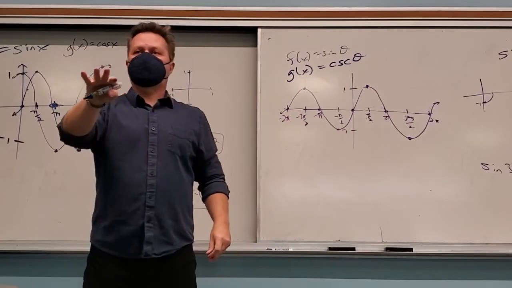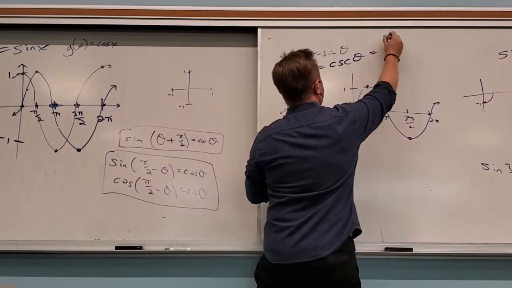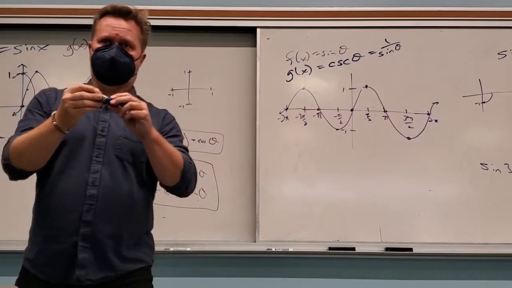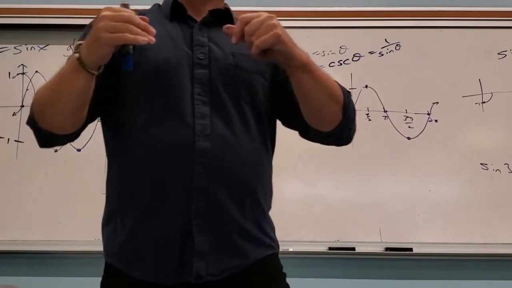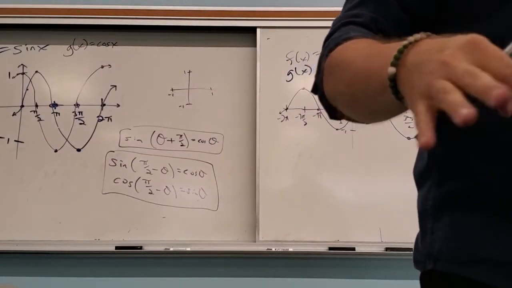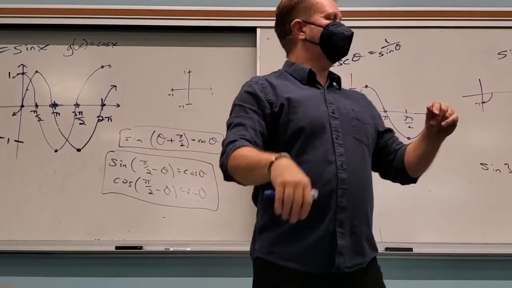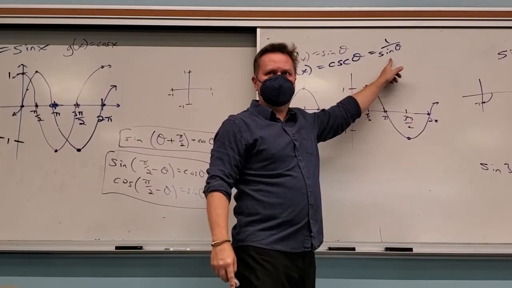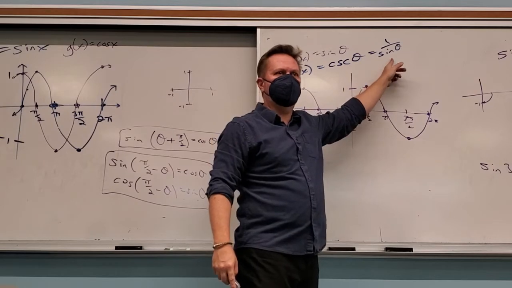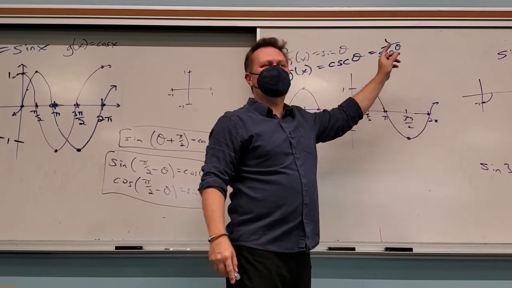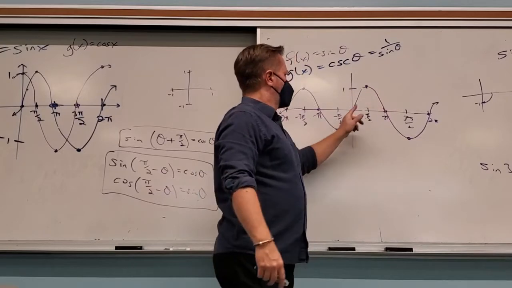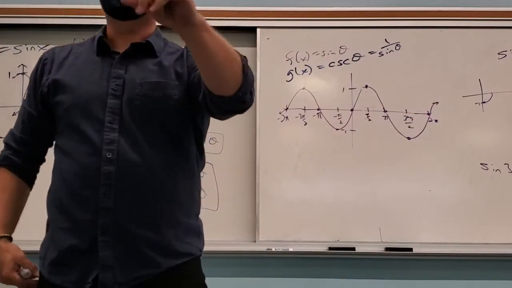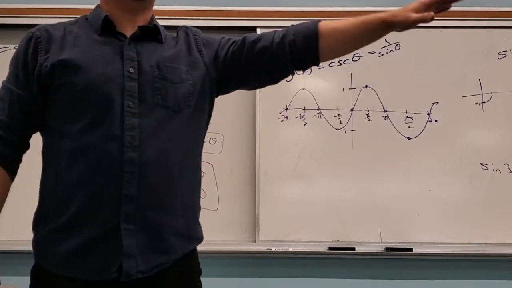It's 1 divided by sine, correct? Cosecant is 1 divided by sine. Okay. For cosecant, what can sine not be? What happens when sine equals some certain number? What's a bad number for sine theta to be? 0. When is sine theta 0? At 0, at pi, at all the multiples of pi. Do you see that? Every multiple of pi, sine is 0.